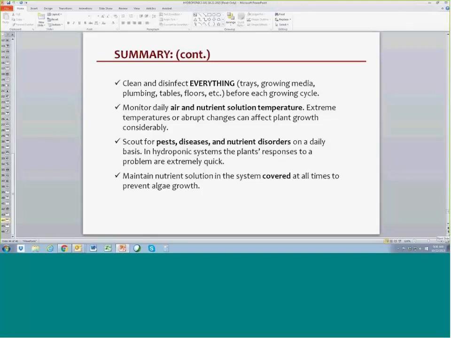Again, clean and disinfect everything possible. Try to monitor the nutrient solution and the temperature. Scout for pests, diseases, and nutrient disorders. Try to catch them if possible before they express. But sometimes there is no other option, so you need to react quickly to try to ameliorate that problem. In many cases, when growers have problems, it takes quite a little longer to realize it, and it could be too late. So keep the nutrient solution system covered to prevent algae growth. And I think with that, next one.